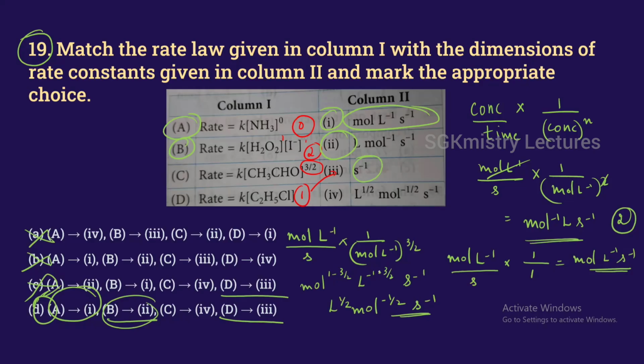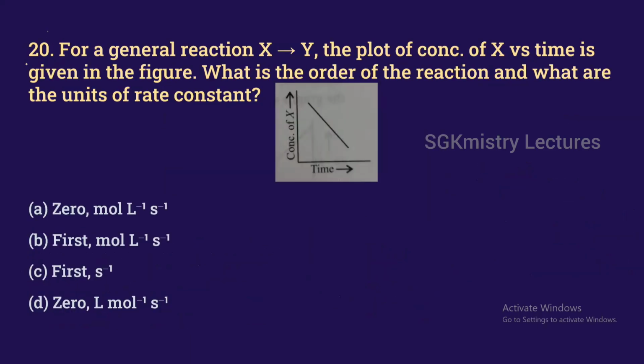So here minus and minus, this will become plus. So here we have 1 minus 3 by 2. So since it is minus here, when you take it to the above, it will become plus. So minus 1 plus 3 by 2 you get. So here L to the power of half, mole to the power of minus half, and then we have second inverse. I hope it is clear. Okay, so for C, this particular L to the power of half, mole to the power of minus half, second inverse, that is 4. So C, 4. Next, question number 20.